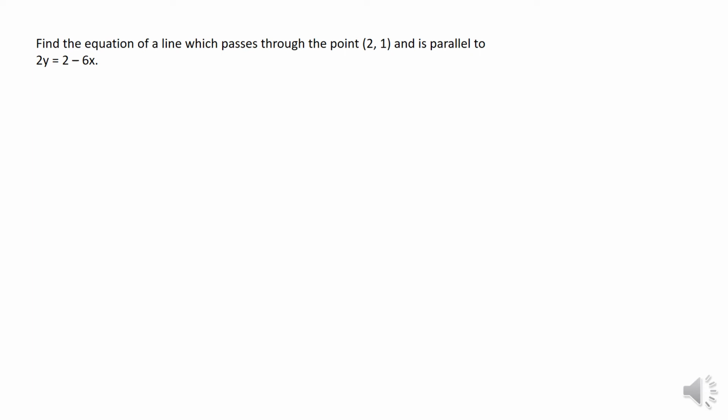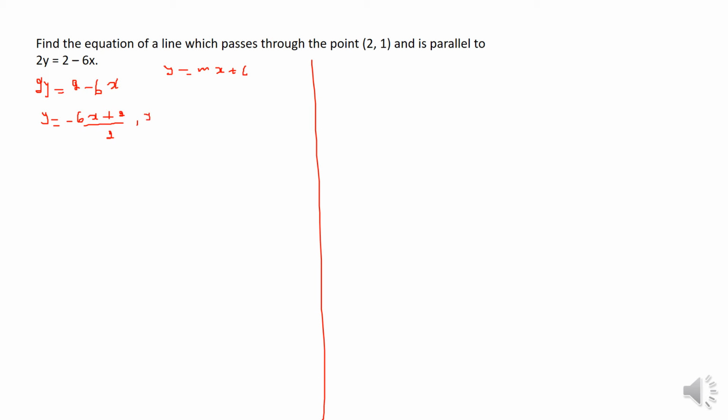Here we have the equation of line 2y is equal to 2 minus 6x. Remember, an equation of line is written as y is equal to mx plus c. So now changing the equation of line, we get y is equal to minus 6x plus 2, divided by 2. So now y is equal to minus 3x plus 1. This is the equation of line.